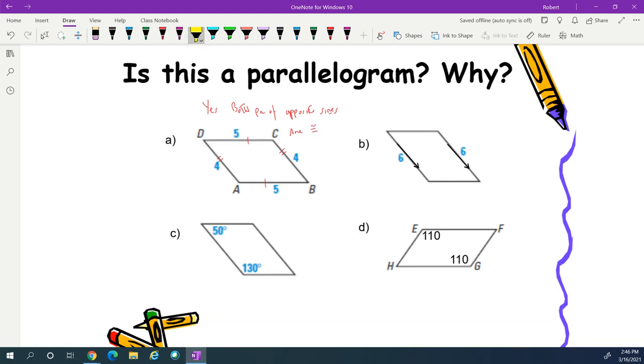In question B, we have parallel lines and they are congruent. So again, yes, one pair of opposite sides are parallel and congruent.